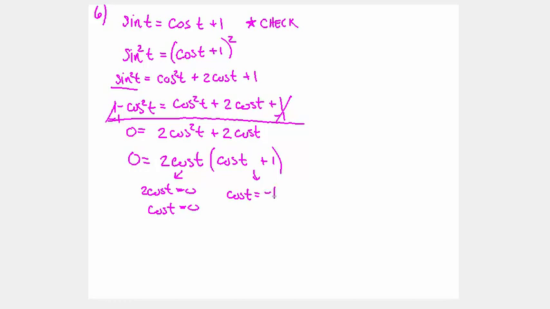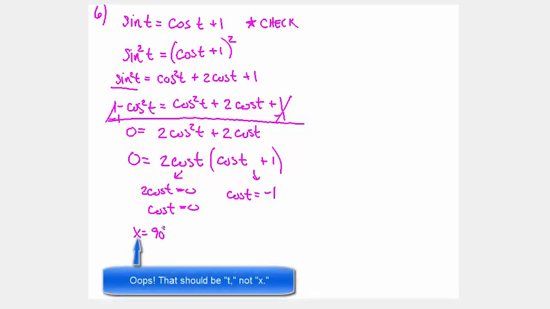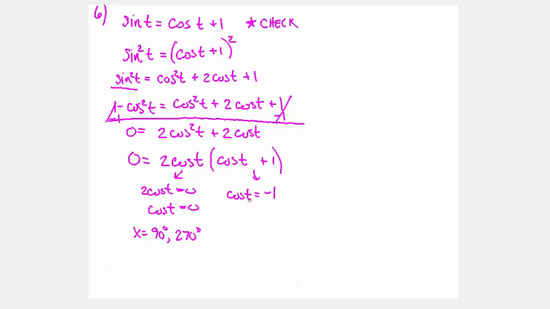Cosine of t is 0 at a couple places. X could be 90 degrees or 270 degrees to get a cosine value of 0. And then for cosine to be negative 1, that occurs, of course, when x is 180 degrees. So those are the three solutions we have within one wrap of the circle that give us solutions to our equations. But as we mentioned earlier, we have to go back and check them. So let's check them one at a time. First, I'll just go in order here.